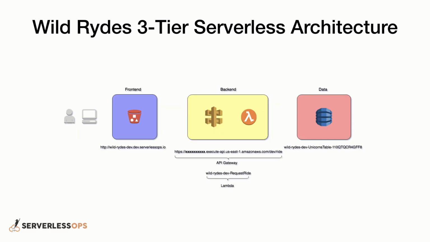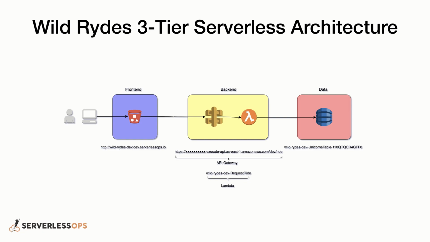In our serverless application, the user views the site served up from S3. All static assets such as HTML, images, client-side JavaScript, etc. are stored here. When they request a ride from the site, a web request is made to an API Gateway endpoint, which triggers a Lambda function. That function requests a unicorn from DynamoDB, and that information is returned to the user.